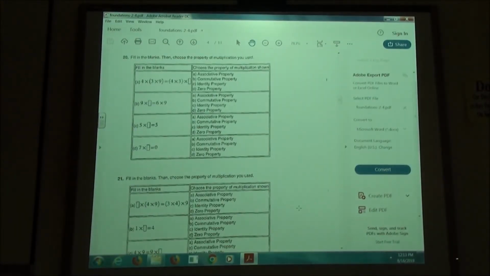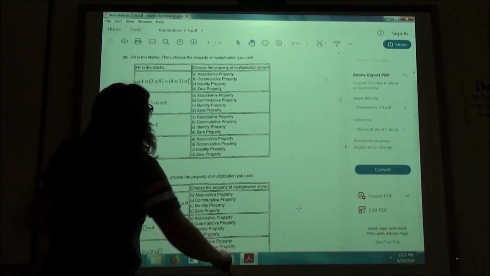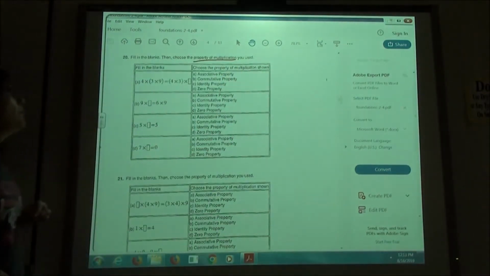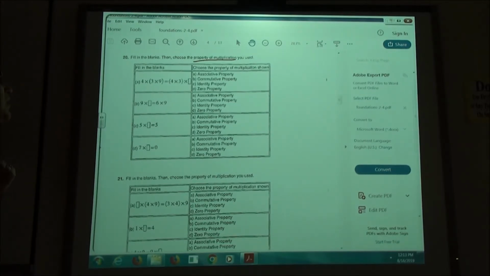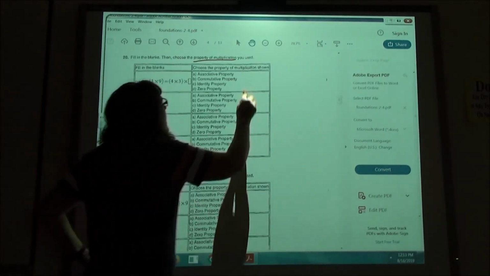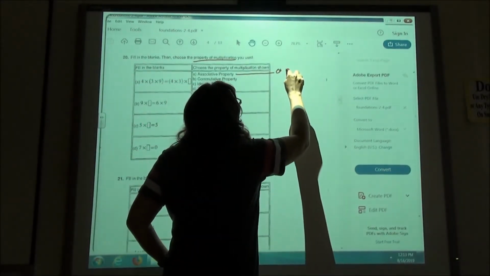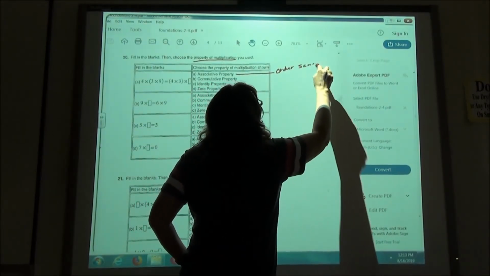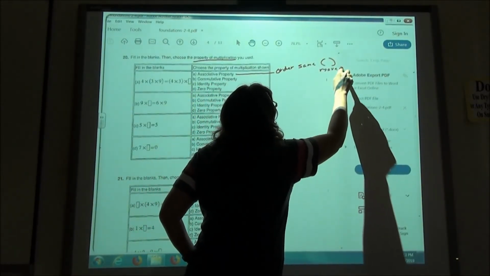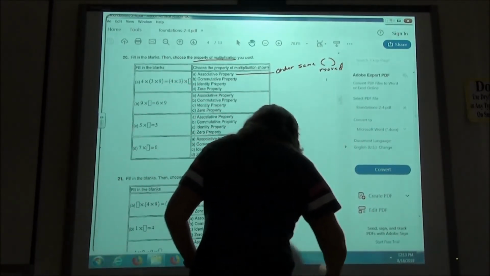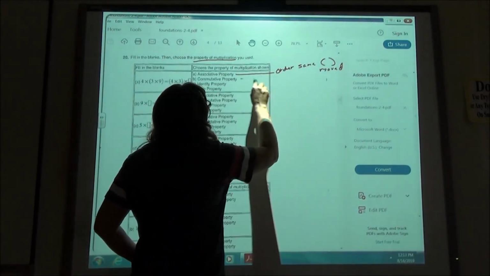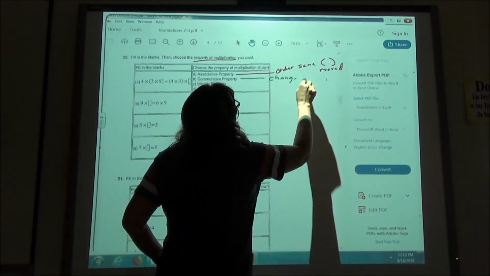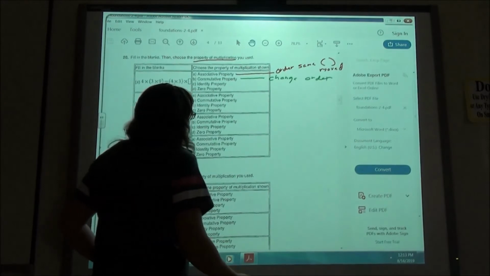All right, number 20 and 21, now we're doing the properties of multiplication. The properties of multiplication are pretty much like the properties of addition for the associative and the commutative. Then you have your identity property, which is a little bit different, and then your 0 property, which you don't have for the addition one. So again, the associative property, the order is the same, the parentheses are moved. Commutative property, we change the order, switch them around.